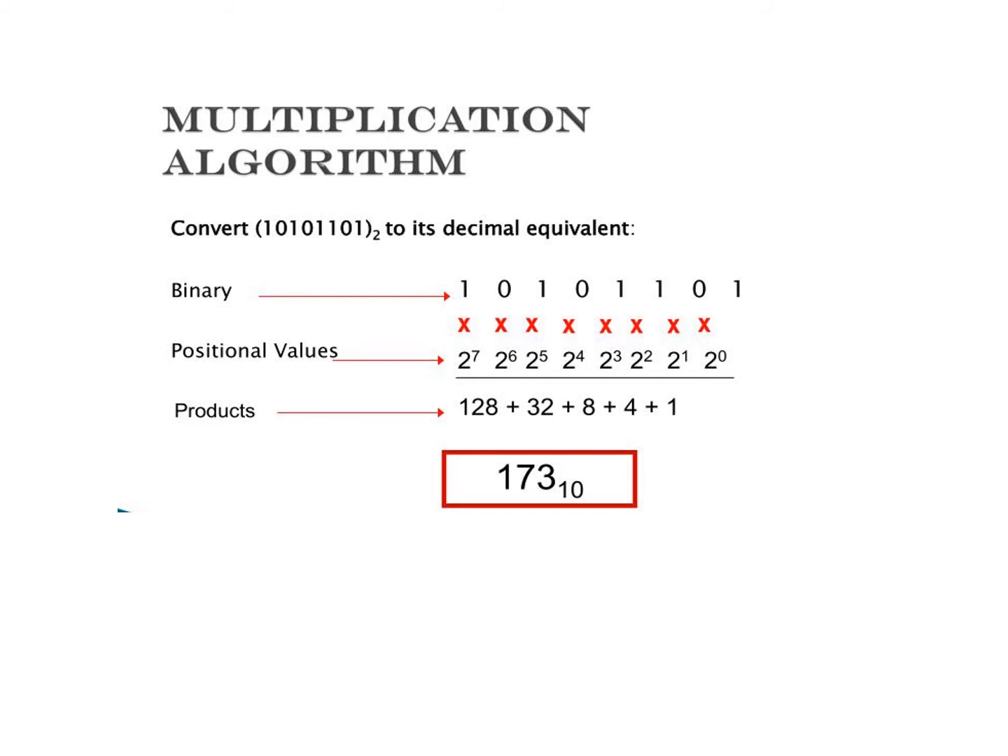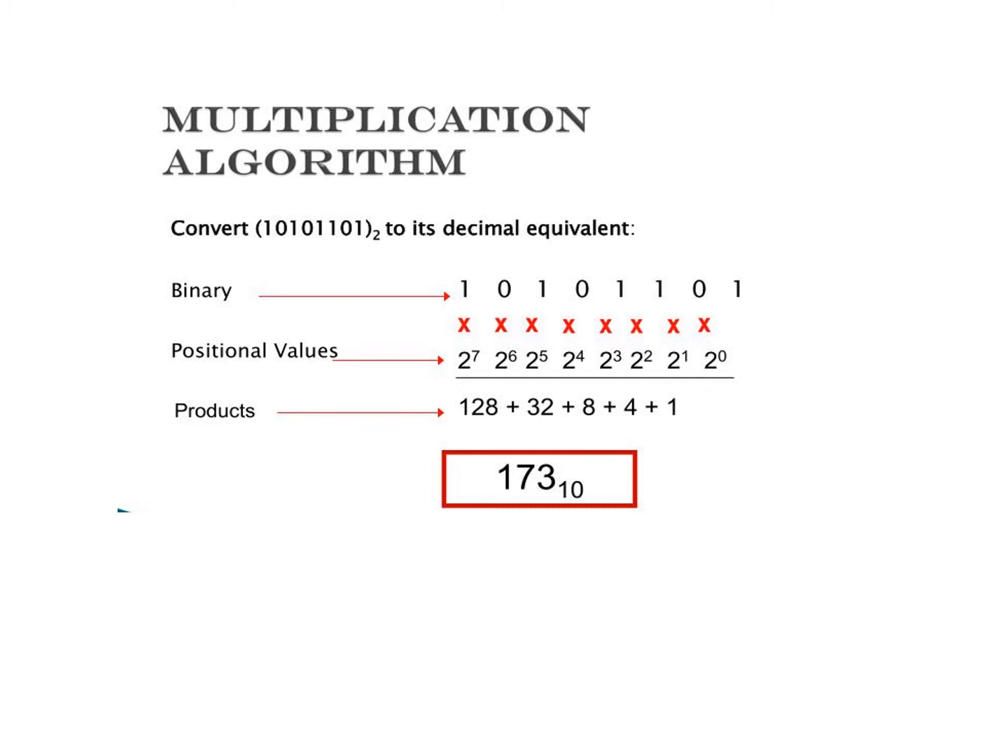The binary number is multiplied by the positional value, and after the products, we sum these products to find the number. Here, starting from the right, 1 multiplied by 2 raised to power 0, then 0 multiplied by 2 raised to power 1, then 1 multiplied by 2 raised to power 2, then 1 multiplied by 2 raised to power 3, 0 multiplied by 2 raised to power 4, 1 multiplied by 2 raised to power 5, 0 multiplied by 2 raised to power 6, 1 multiplied by 2 raised to power 7.